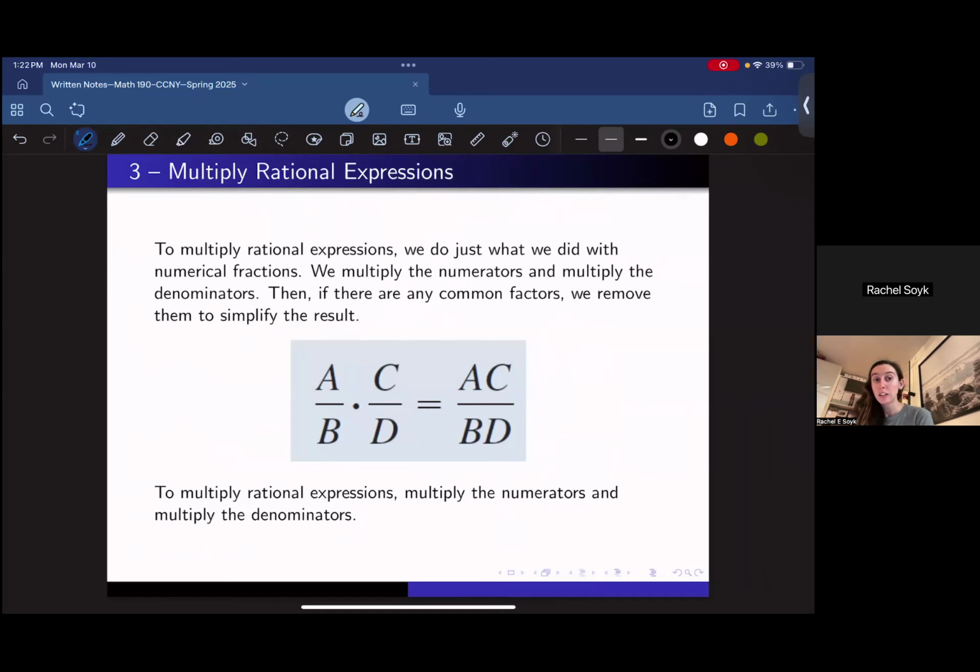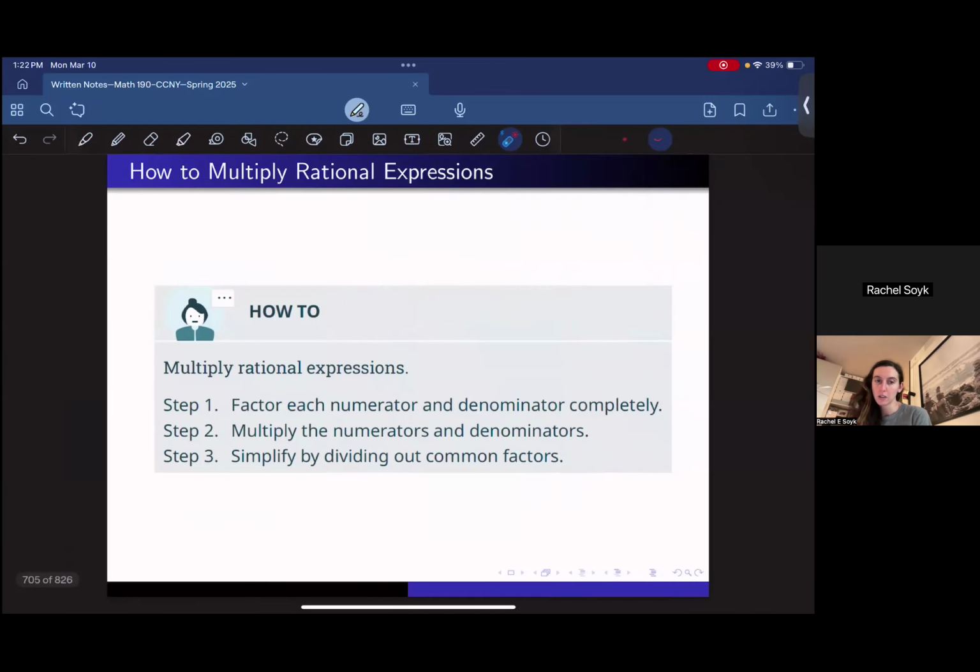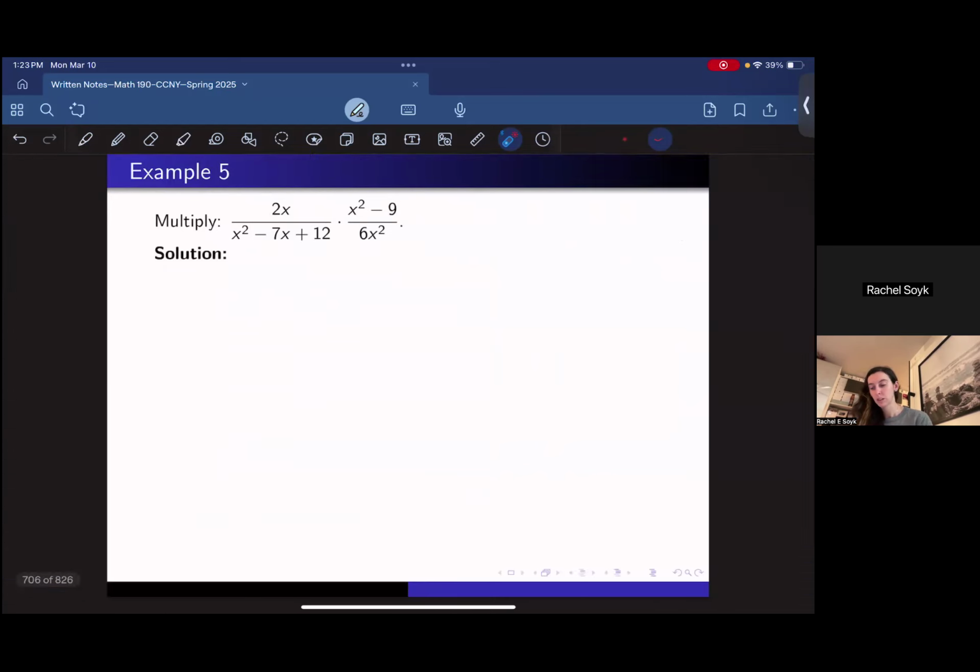Our objective 3, learning how to multiply rational expressions. Same as fractions, you're just dealing with variables at this point. You want to multiply the two numerators, multiply the two denominators, and then simply simplify. These are the formalized steps. Again, really being able to find those common factors so that you can simplify completely. So let's look at example 5.